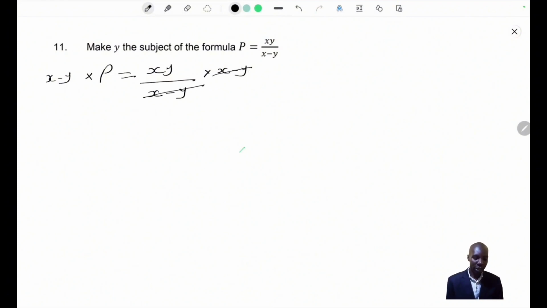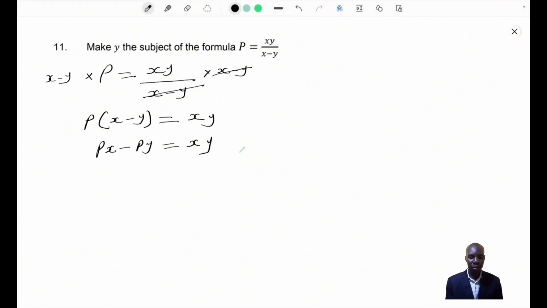Our aim is to make y the subject of the formula. So on the left hand side, we are going to have p in bracket x minus y should be equal to xy. Then we are going to break the bracket on the left hand side. We'll say px minus py equals xy. Then from there, we collect the like terms. Our aim is to make y the subject of the formula. So the y family, the y group, are going to be brought together.